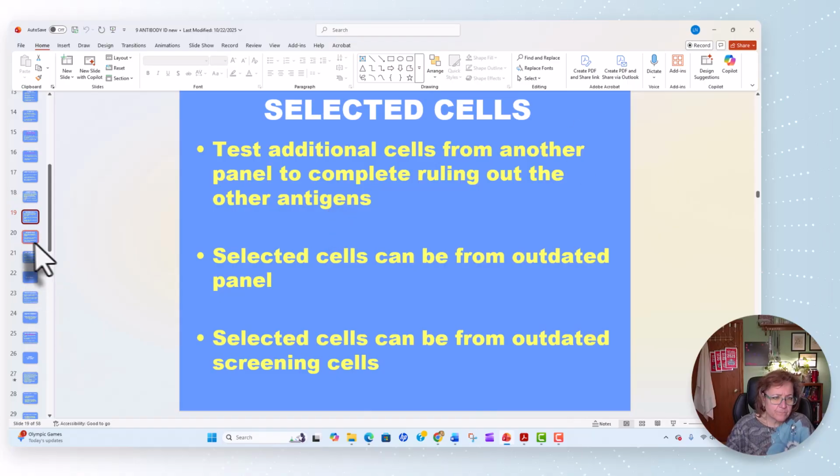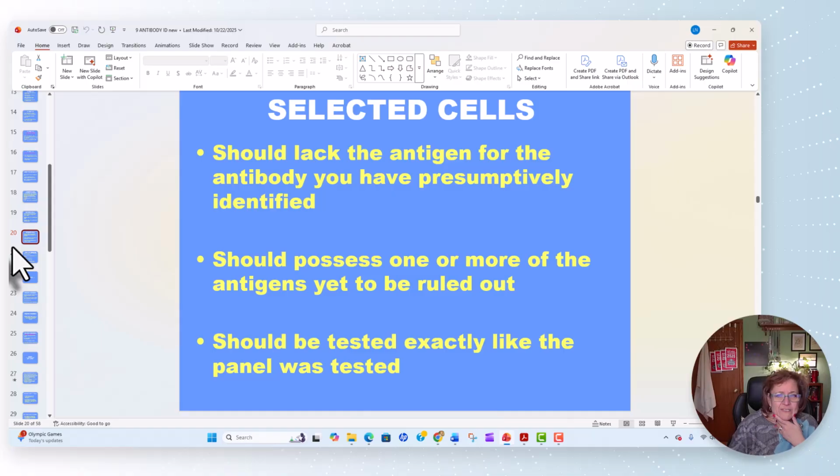When we want to do this, the cell we pick should lack the antigen for the antibody that we have presumptively identified. So in this case, it's that Duffy, right? We think it's Duffy. So we want to make sure we find cells that are negative for Duffy and should possess one or more of the antigens that we need yet to rule out. And they should be tested exactly like the panel was tested.